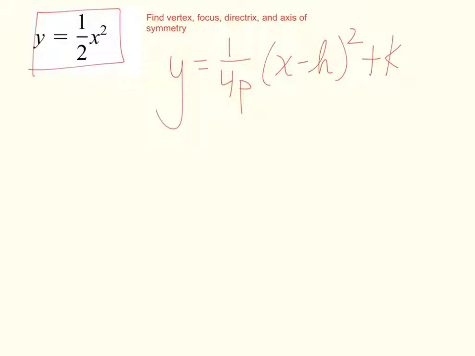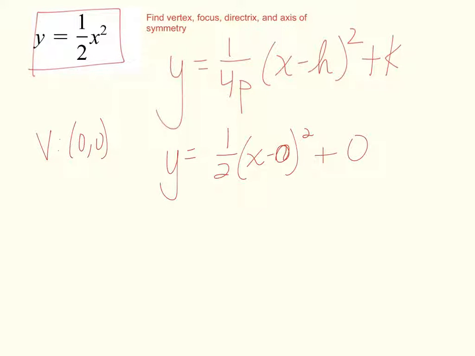So what I'm going to do is, if you notice, the x squared right over here can be written as x minus 0 squared. So I'm going to write this as 1 over 2 times x minus 0 squared. And then the k is not there, which means that it's 0 as well. What this helps me do is see that the vertex, which is hk, is going to be 0, 0. Now the second thing I do is I'm going to grab that 1/2 and say that 1 over 4p is equal to 1/2.